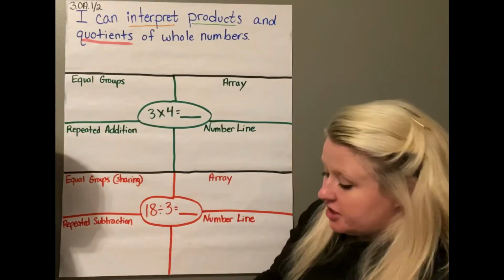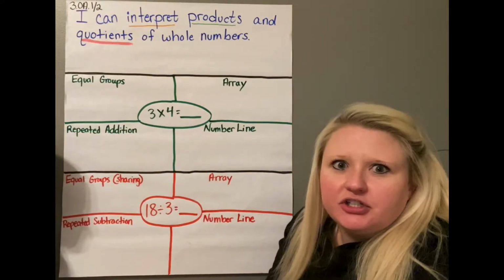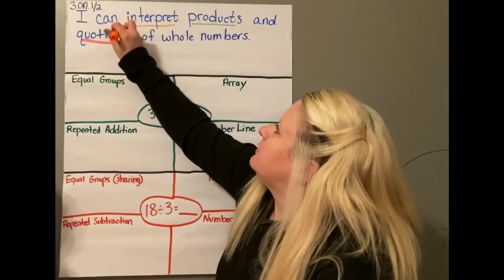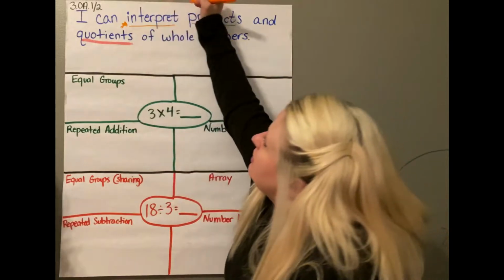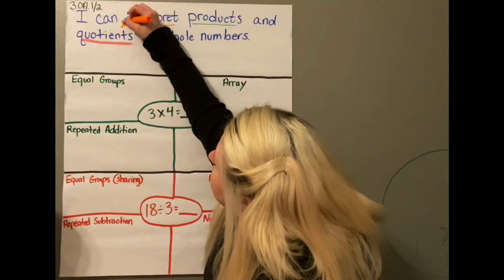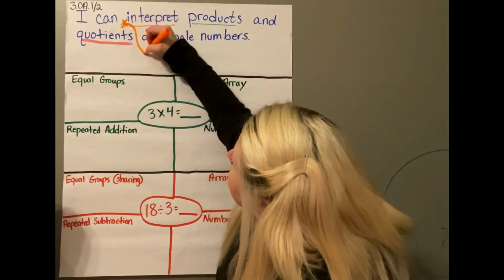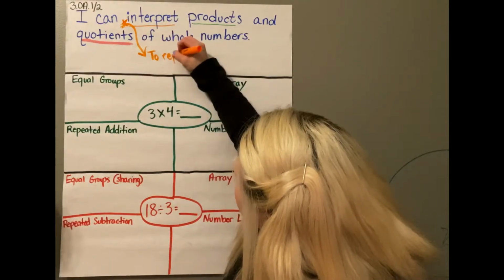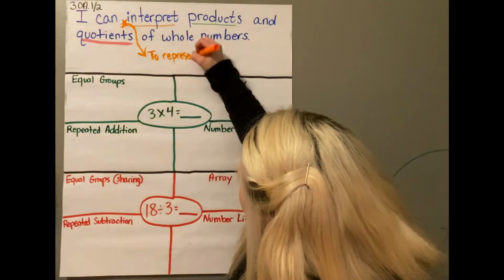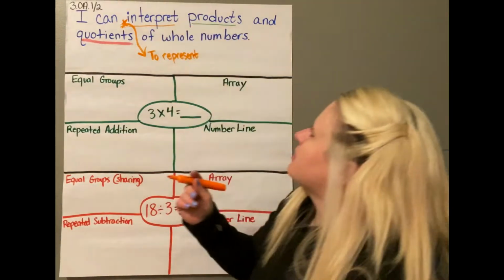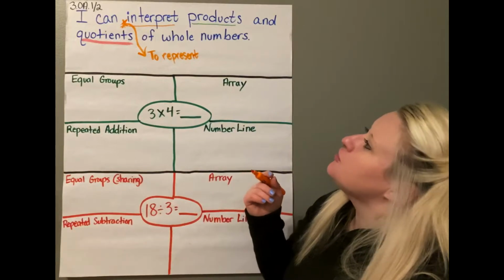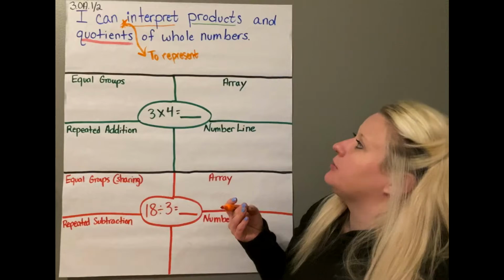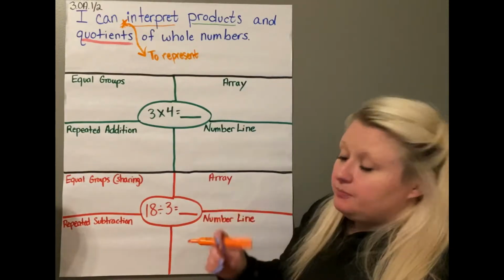Okay, so first, let's talk about what it's asking you to do, interpret. What does interpret mean? Interpret means to represent. So you can represent those products and those quotients of the whole numbers with a model.